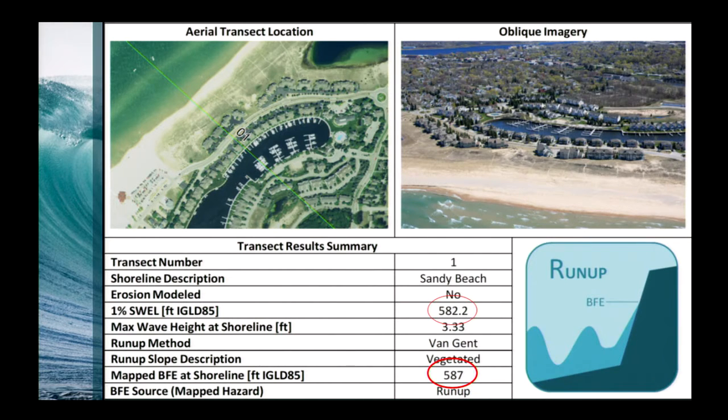And for each one, they have a whole set of data, and this was just an example of one near Fifth Avenue Beach. The key points here are that the still water elevation they're calling out is 582.2 for Lake Michigan, and then the wave run up is estimated to be 587. So the still water is 2 feet below what it was in the old floodplain maps, but the wave run up, what they're actually going to use as the base flood elevation or the mapping elevation, is 3 feet higher.